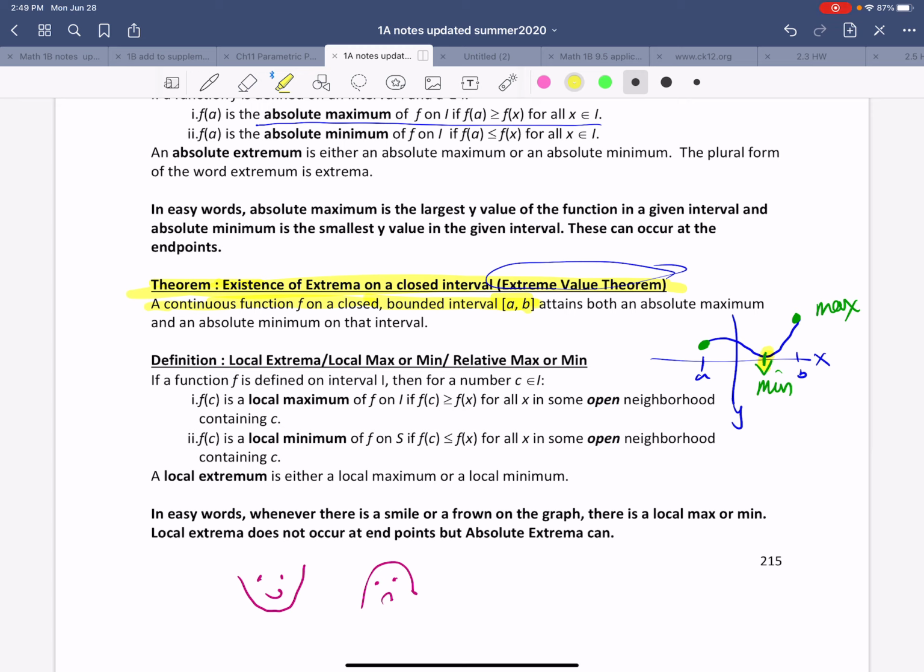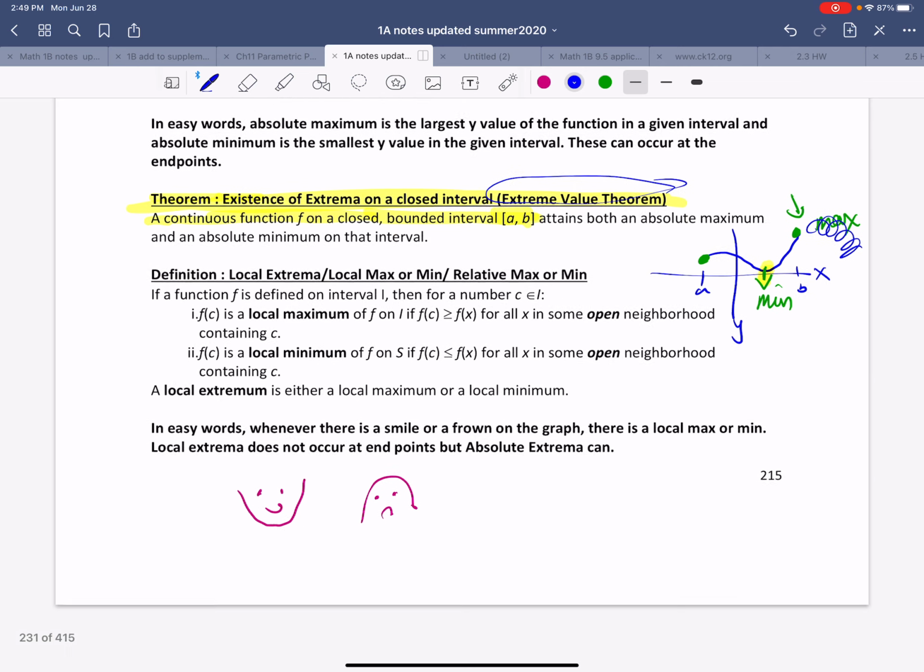Local max and min cannot be the endpoints because we don't know what's happening. So I cannot say this point is a local max because I don't know what's happening to the other side of the graph. Is it going lower? Is it going higher? So we don't really know. So absolute max and min can be the endpoints. Local max and min will be inside your interval. They cannot be the endpoints.